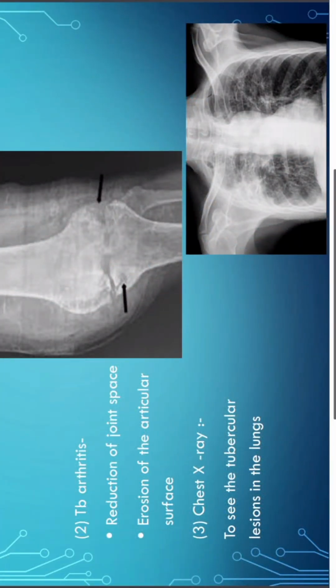After that, there will be TB arthritis, loss of joint space in the joint, erosion of the articular surface. After that, we can see the chest X-ray. As I already said, TB primarily affects the lungs. That's why we can check the chest X-ray to see the tubercular lesion in the lungs.